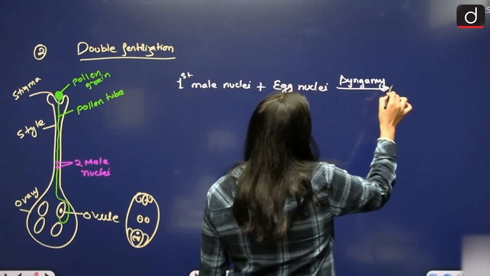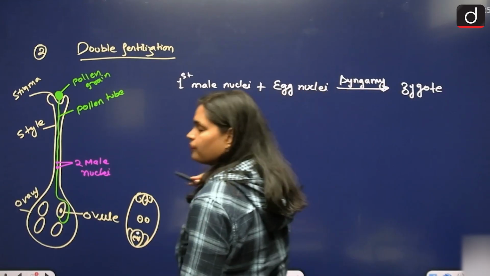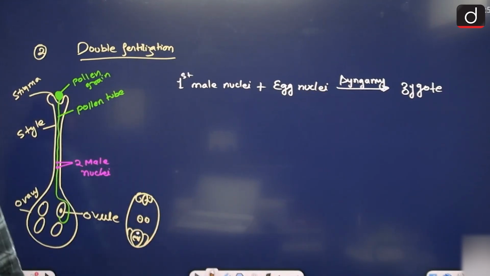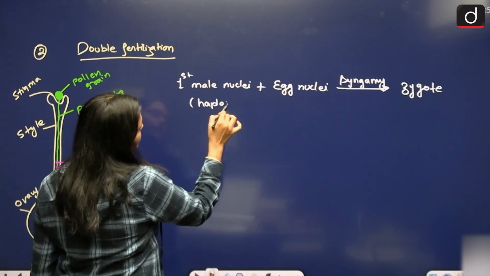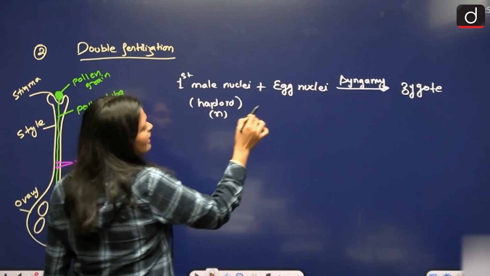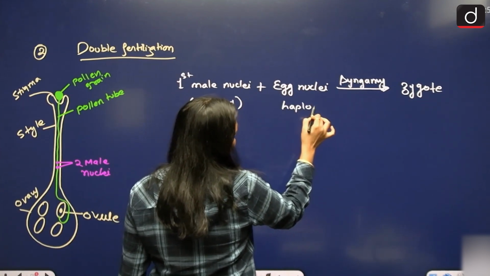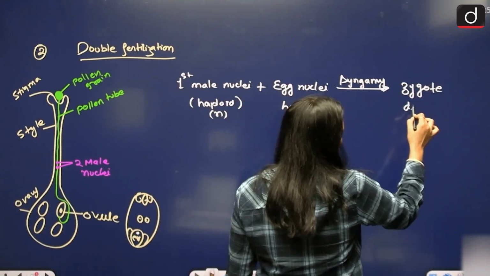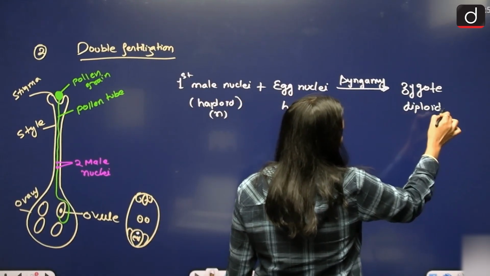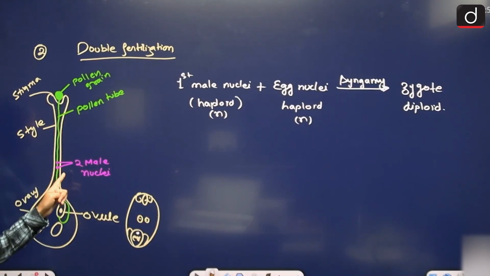syngamy, and ultimately what you will get? You will get a zygote. Okay, so now here the male gamete, the male nucleus is also haploid, having n number. The egg nucleus is also haploid, having n number, right? And ultimately you will get a zygote, which is diploid. So this is the first male nucleus. Now what about the second male nucleus?